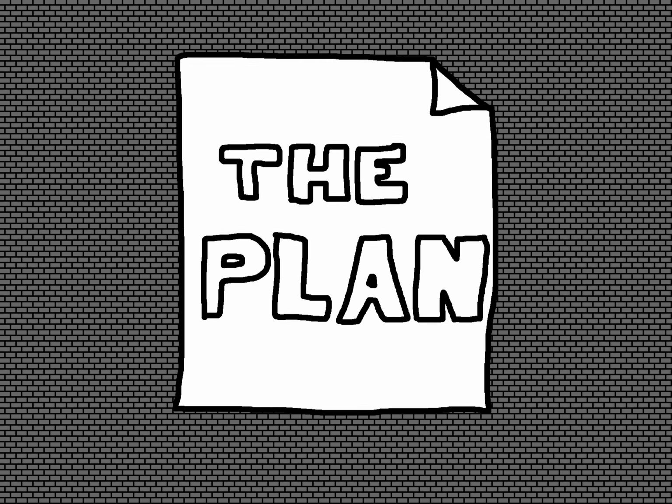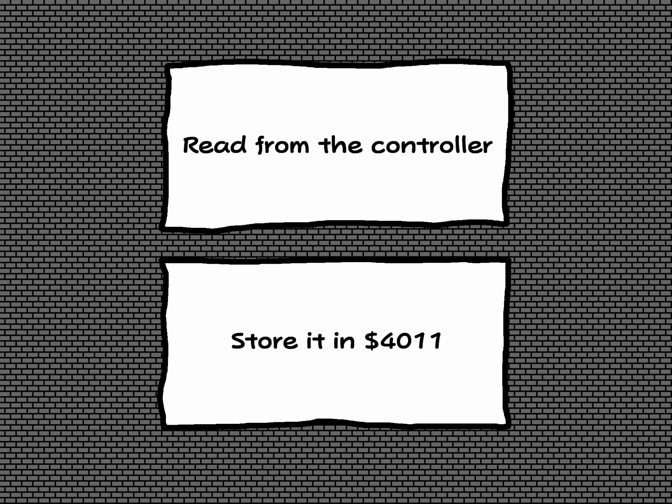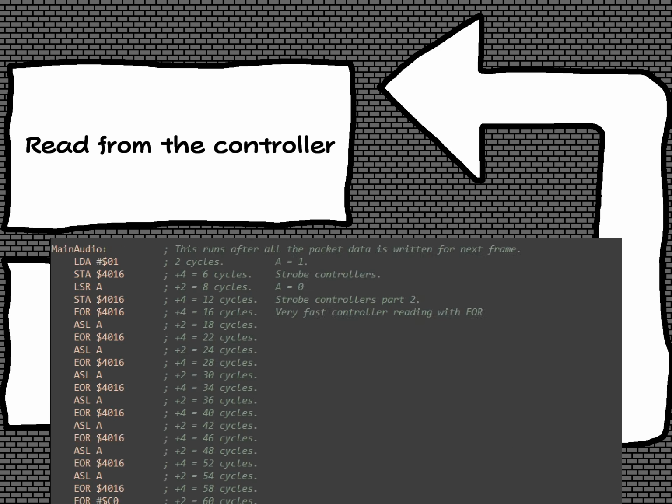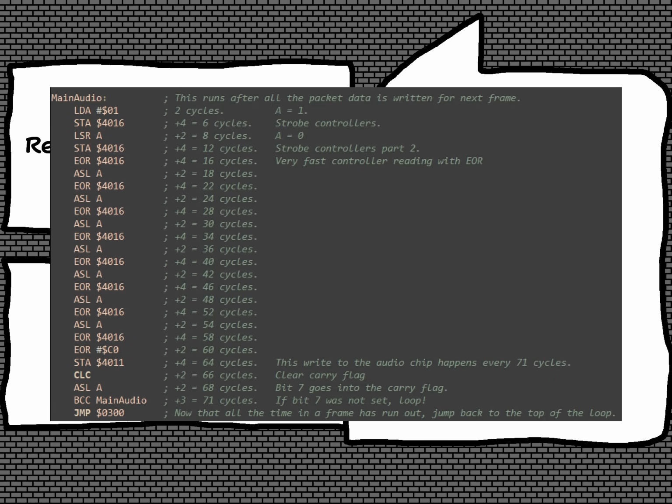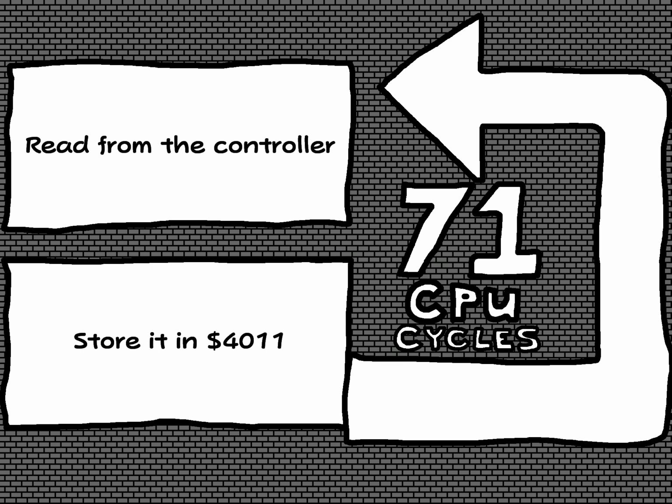Here's the plan. I will read from the controller, and then I will store that data at address 4011. This will be happening in a loop. Here's the assembly code for this. You'll notice the comments here are counting CPU cycles. This loop takes 71 cycles per iteration.